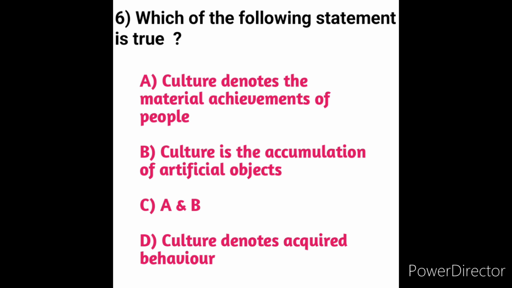Which of the following statement is true? Here in this option, true statement is there related to the culture. Actually here related to the culture only we are having question. Which of the following statement is true? We will see here options. Option A, culture denotes the material achievements of people. Option B, culture is the accumulation of artificial objects. Option C, A and B. Option D, culture denotes acquired behavior.